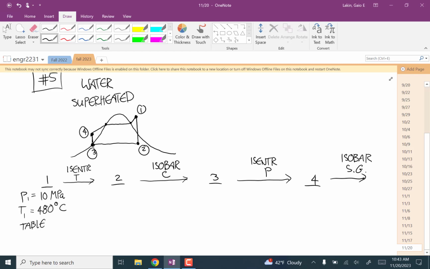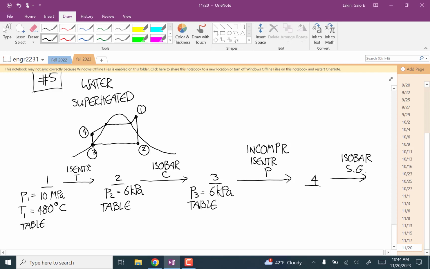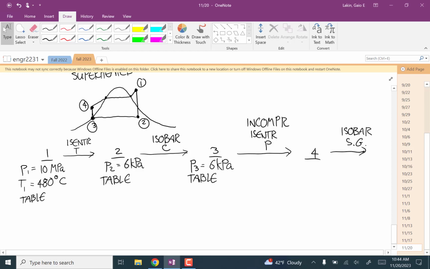The condenser pressure is 6 kilopascals. So the pressure is 6 kilopascals at 2 and at 3. At two, now we have enough to use the table. We just don't know the quality. At three, that's a saturated liquid, so we can use the table. Between three and four, we can use the fact that this is incompressible. Okay, so we'll use the table.